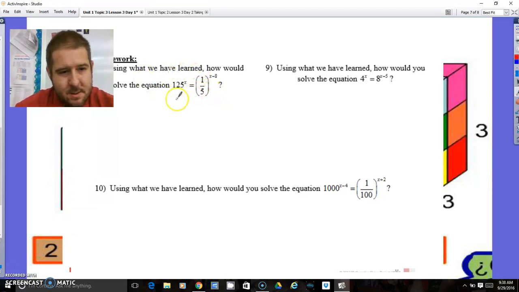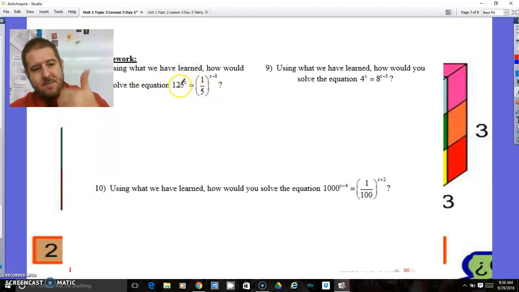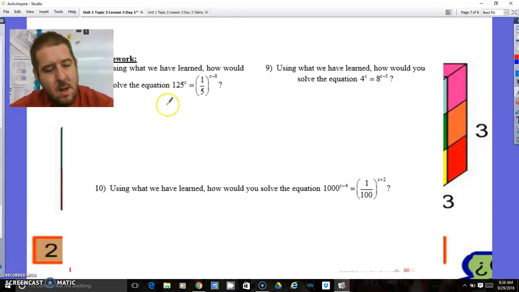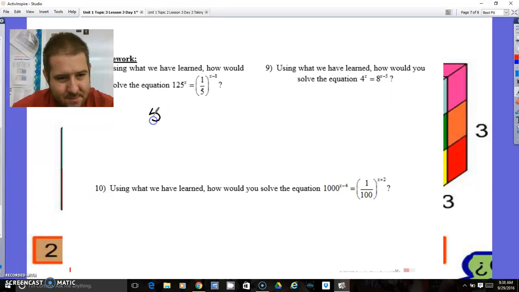So we want to make the bases the same. So 125 is the same as 5 times 5 is 25, times 5 again is 125. So this is 5 to the third power. So 125 is 5 to the third power. Keep the x there. Equals 1/5, which is 5 to the negative first power. Keep the x minus 8 there.